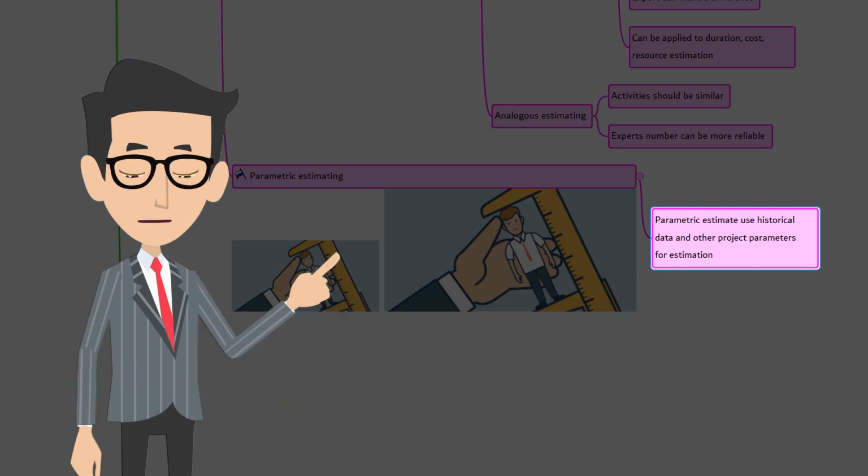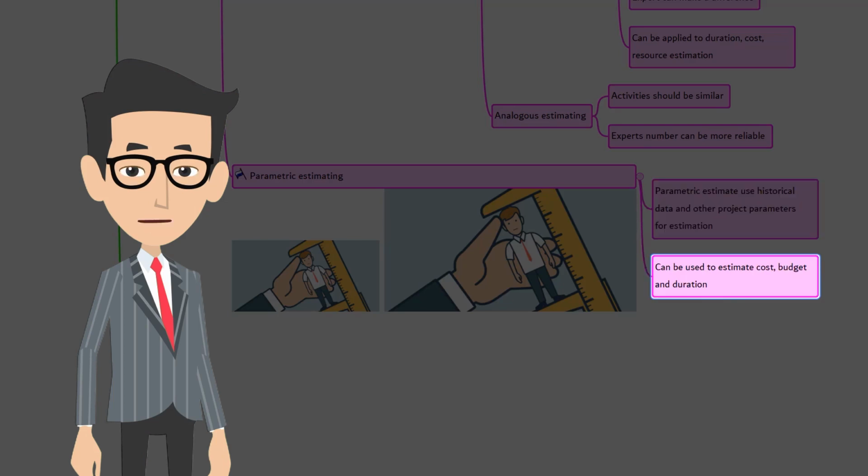It uses historical data and other project parameters. It uses the statistical relationship between historical data and other variables, like in our example, the number of rooms to be painted and the number of people needed. This technique can be used to calculate cost, budget, and duration.